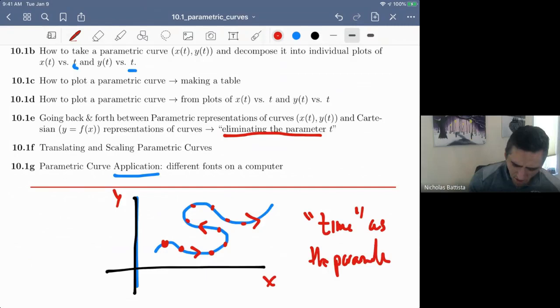As we go along in all of these videos thinking about parametric curves, in the back of my head I'm thinking, okay, things are changing with respect to time. It gives me a very intuitive grasp of how to think about the x component and y component individually.